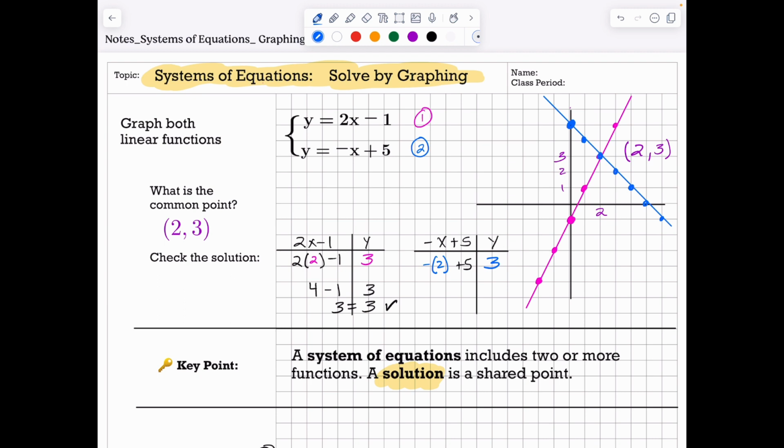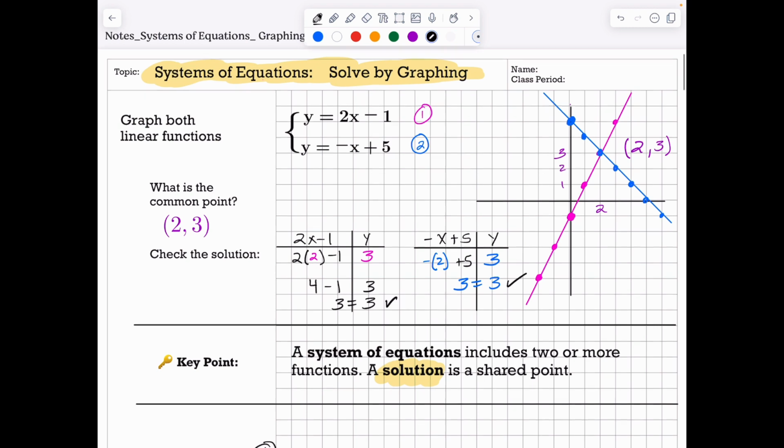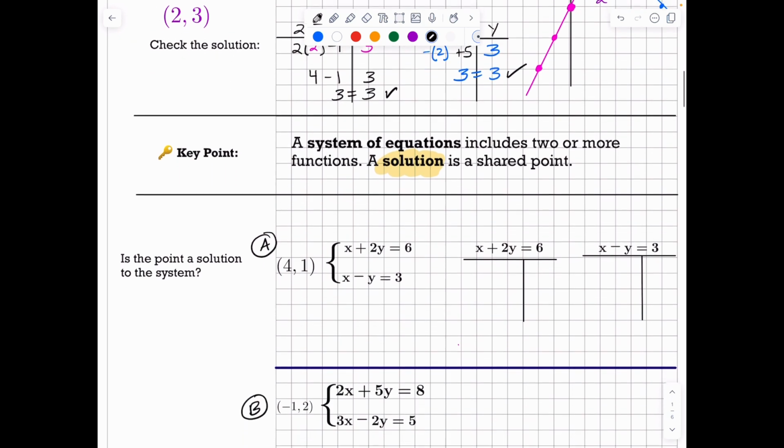All right, so I have negative 2 plus 5, which of course is 3. And 3 right there, so this checks. So that solution, that point 2, comma 3, is common to both lines. So we figured this out mathematically. We figured this out graphically. Now let's move on here.